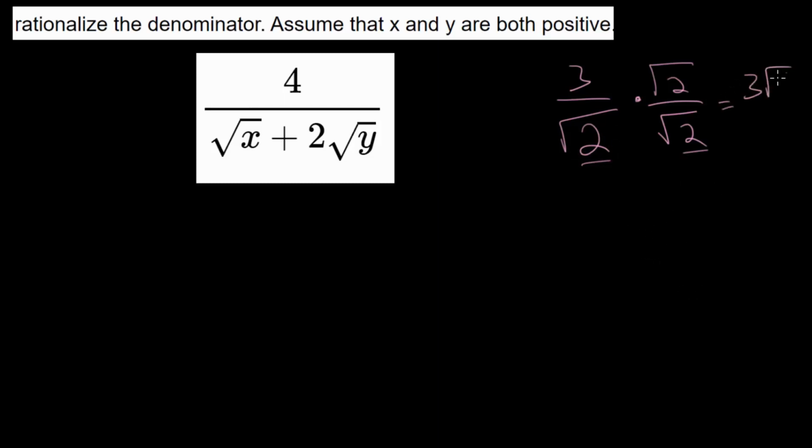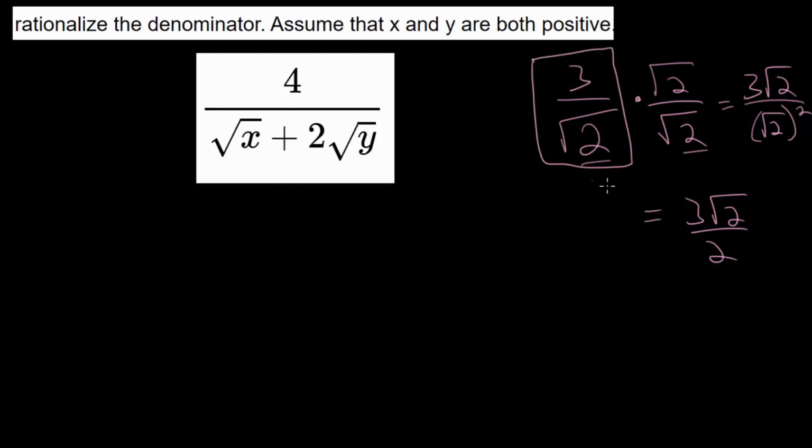But let me write that more explicitly. We would have 3 root 2 over root 2 times root 2, which is the same as the square root of 2 squared. And square root and square cancel so that we get 3 root 2 over 2. But this entire process of taking this fraction here with a radical in the denominator and rationalizing it, you can see just takes that radical, this square root, out of the denominator, and now it's in the numerator. However, when you have an expression like this, it's a little bit more complicated. So let's look at a second example, though you can say this was our first one.